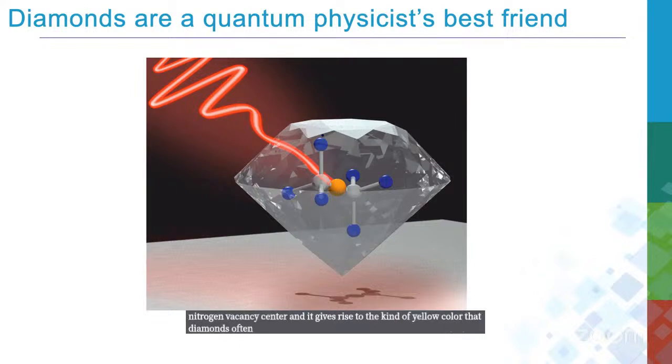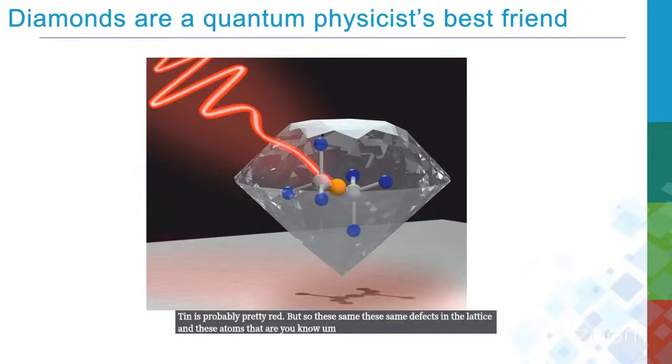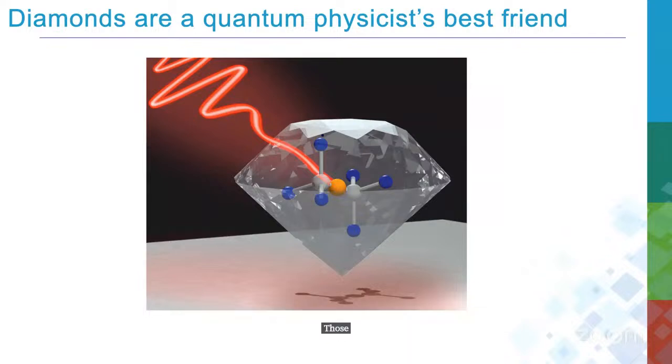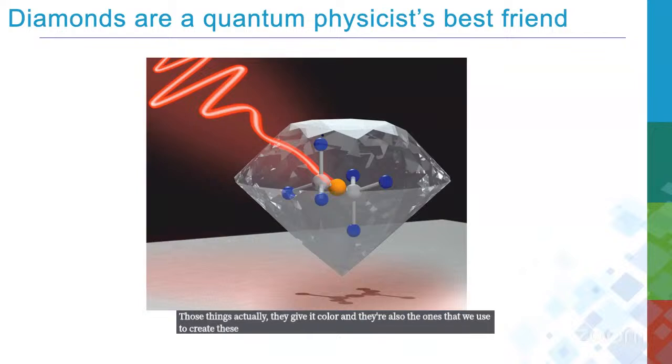You'll hear about yellow diamond. If the diamond has a reddish color, that would be from a silicon vacancy and so forth. Also, I guess tin is probably pretty red. But these same defects in the lattice, these atoms that are doped essentially in the diamond and participating in covalent interactions with the other carbon atoms, diamond is entirely made of carbon, those things give it color, and they're also the ones that we use, or are attempting to use, to make these quantum networks, okay?